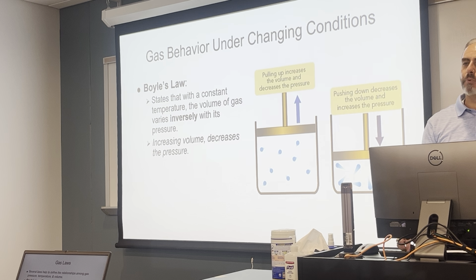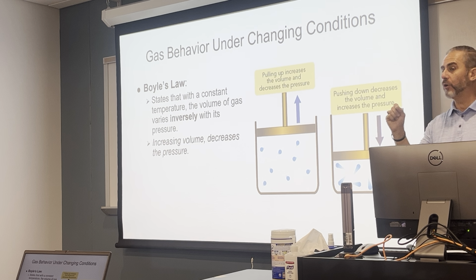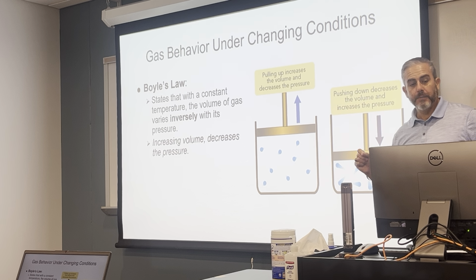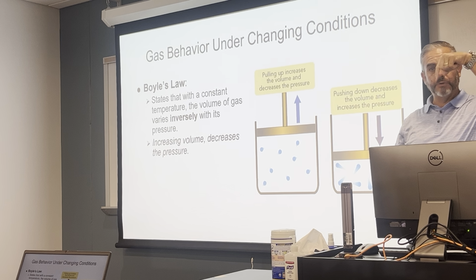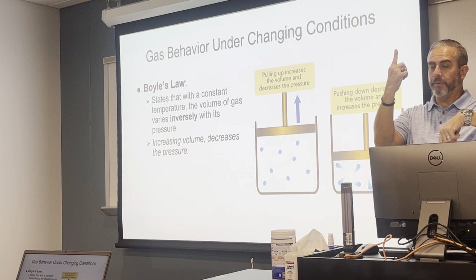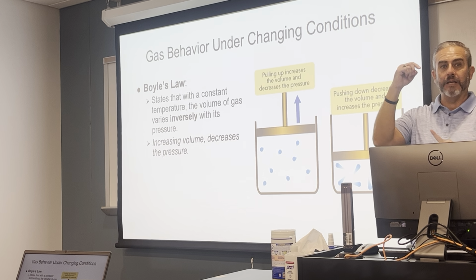The first one is Boyle's law. Boyle's law states that with a constant temperature, that's important to remember, constant temperature, the volume of a gas will vary inversely with its pressure. Meaning if the volume goes up, the pressure will go down, or if the volume goes down, the pressure will go up. Again, an inverse relationship between volume and pressure.